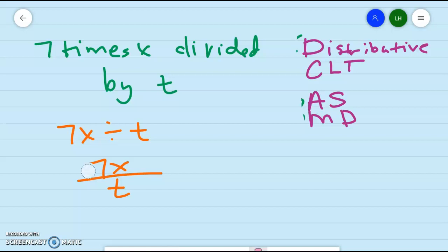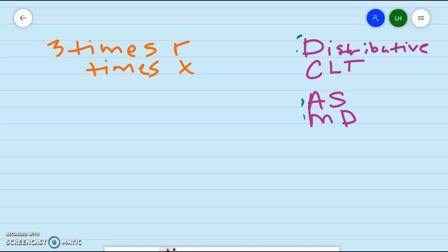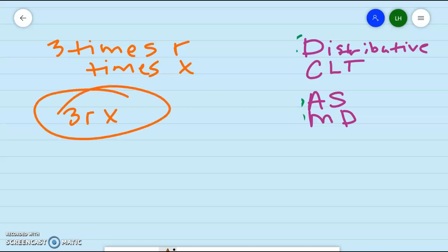Okay, another one would be, and this is what you're going to do on the homework. So the way you could write that, there's several ways you could write it. Always put the number in the front. The order doesn't matter when you're multiplying, so it'll probably take it in different orders and it'll still be right as long as they're being multiplied.